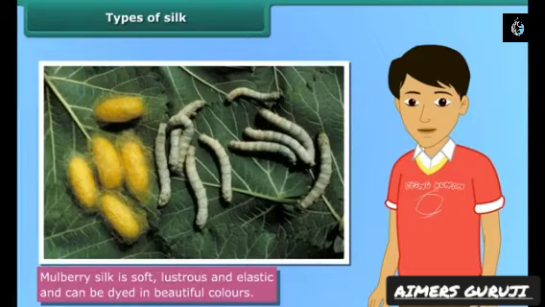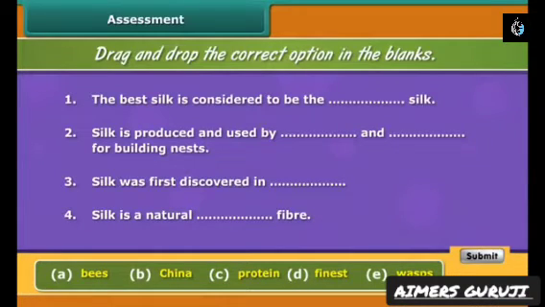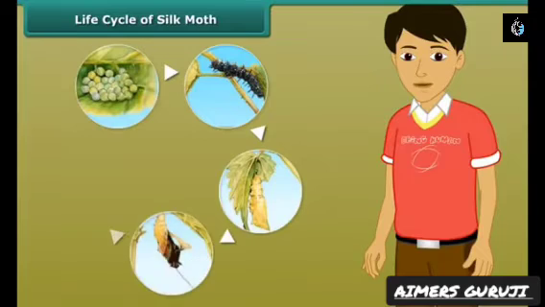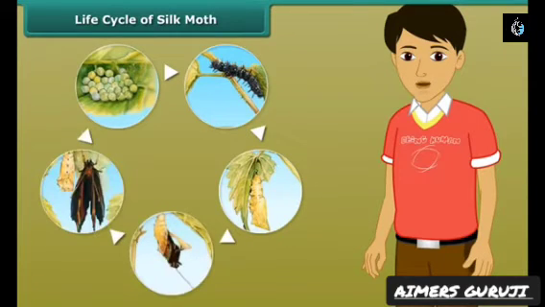It is time to check what you have learned. Drag and drop the correct options into the blanks. The life cycle of a silkworm begins with the laying of a microscopic egg and ends with the emergence of a beautiful moth.